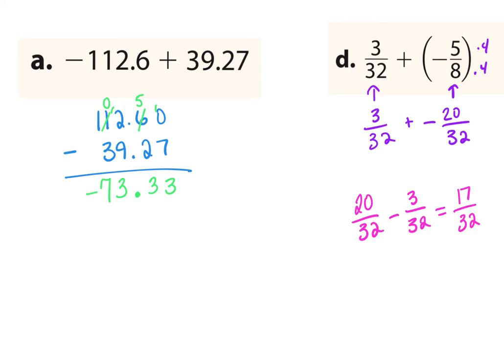Now I go back up here. Which one was further away from 0, my positive or my negative? My negative. This answer is negative. And that is my answer. You cannot reduce that particular one. If I could reduce it, I would.